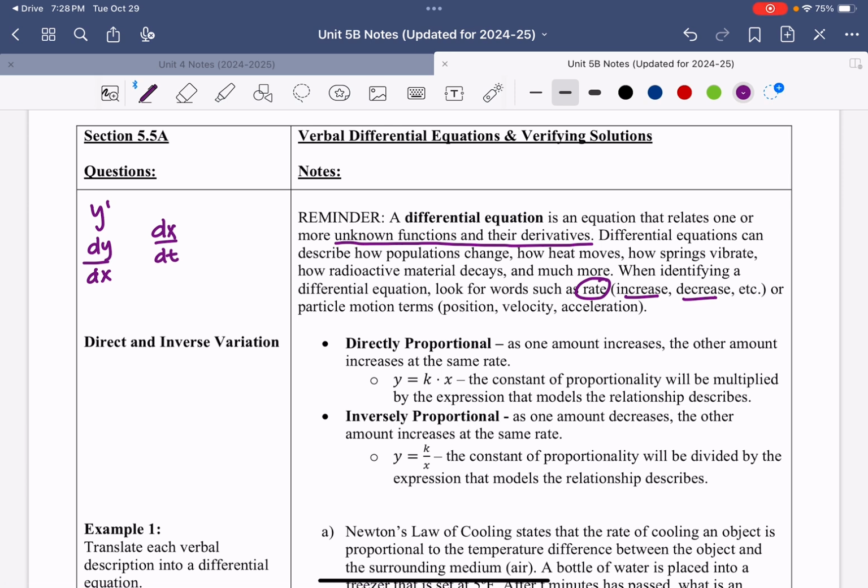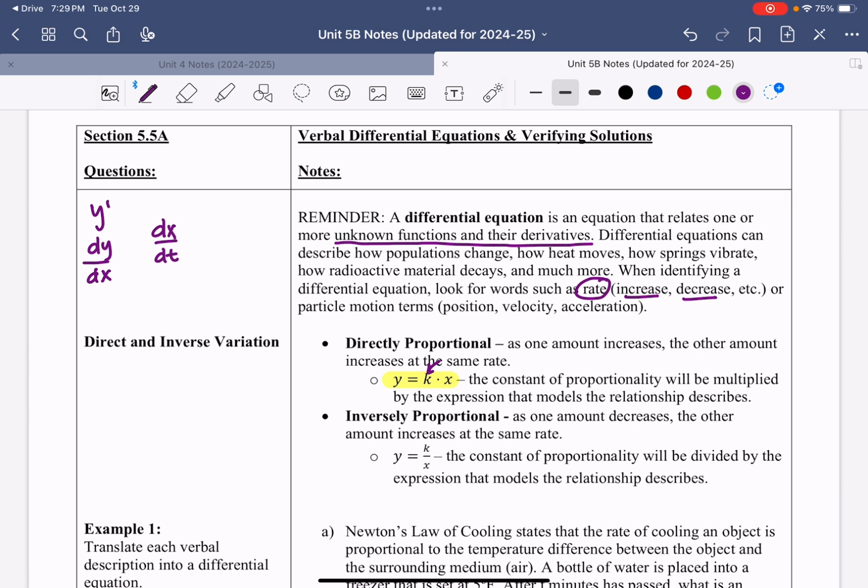Before we get into that though, we need to talk about different types of variation. We have direct and inverse variation. Directly proportional, or direct variation, means that as one amount increases, the other amount is going to increase at the same rate. The equation y equals kx represents direct proportionality. Here k is the constant of proportionality.